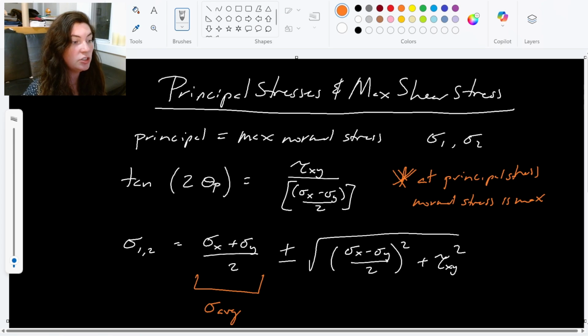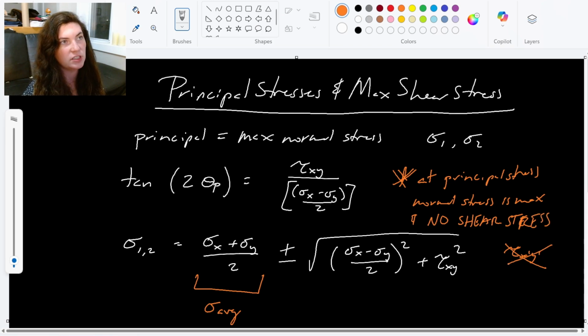And the shear stress is 0. There is no shear stress. Right, so there's no sigma x' y' - it does not exist. No shear stress at the principal stresses.